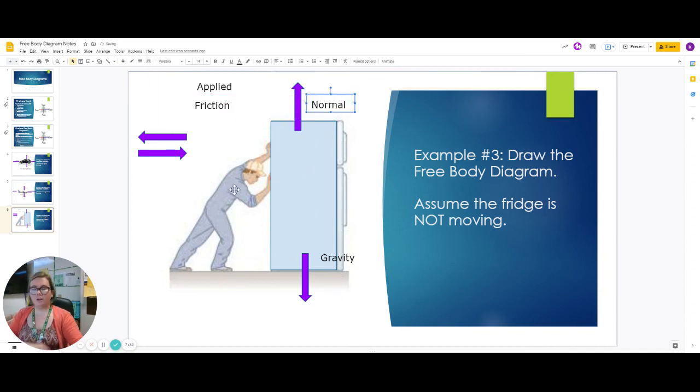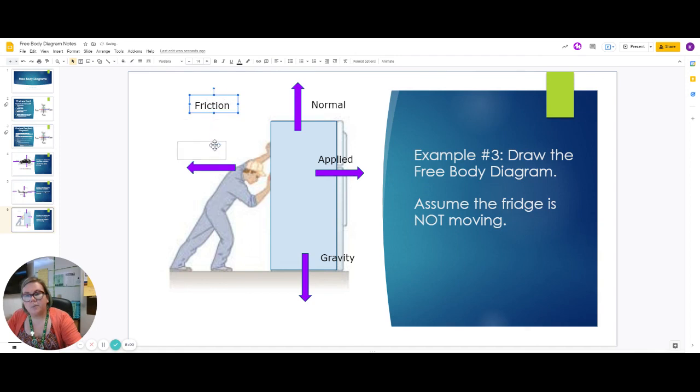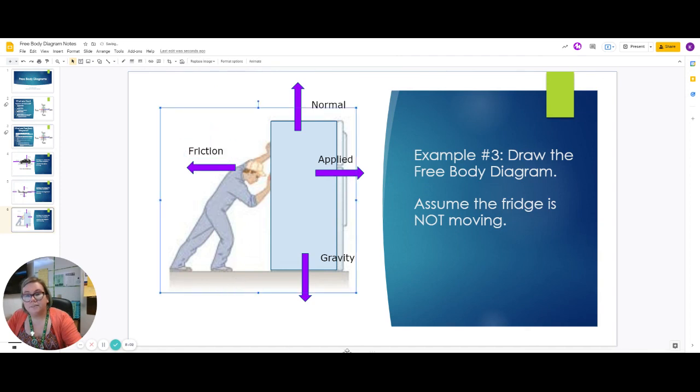And then now we look, the guy's pushing. We know a push or a pull is an applied force. So we definitely have this applied force here going that way. And then again, we know that we've always got friction opposing motion. It's trying to stop things from being in motion. So that's going to be opposite of the direction he's moving. He's pushing off to the right. So our friction is going to be the opposite here, to the left.